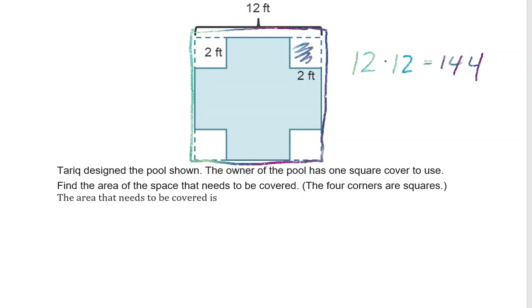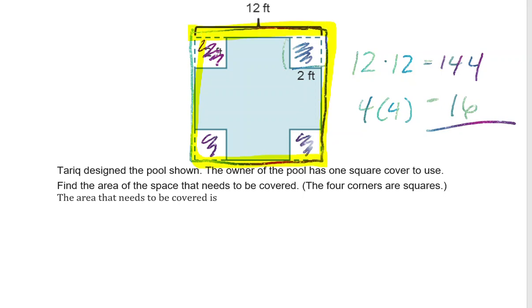Now we need to take out each one of these corners because they're not part of the pool, so they don't need to be covered. A 2 by 2 is 4, so we're subtracting 4 groups of 4, which is 16. So again, this one has me doing the area of the whole thing, but then taking out the four corners, which have a length and a width of 2, and 2 by 2 is 4. When we subtract 144 minus 16, we're left with 128 feet squared. That's the space that needs to be covered.